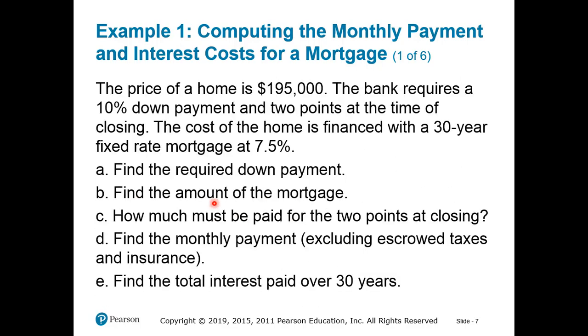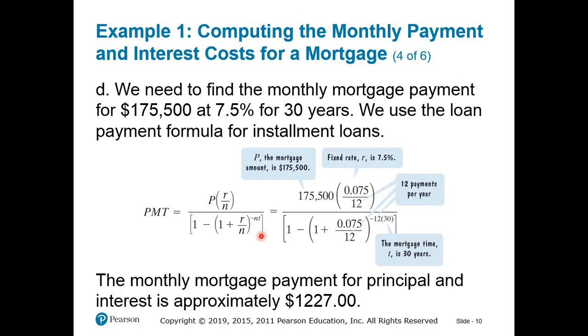Now D, what was D? D was find the monthly payment excluding escrow and taxes. So again, this payment calculator only gives you the principal and interest payment. It doesn't include taxes and insurance. That's completely separate. And so if we use the payment formula, we find that our monthly payment is going to be approximately $12,027 per month, and that's the principal and interest payment.